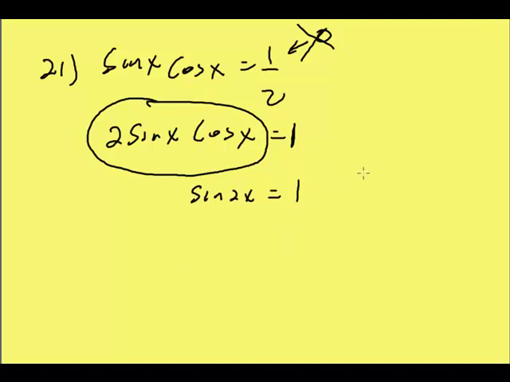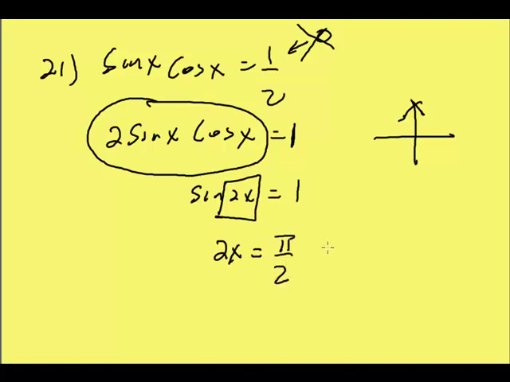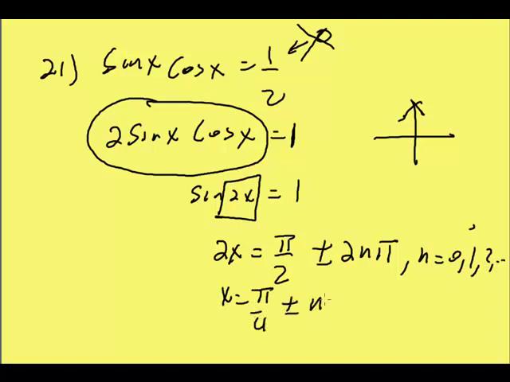Alright, where is sine 2x on the unit circle equal to 1? There's only one place, which is there. So that means I get 2x has to equal pi over 2. Now, you have to go plus or minus 2 n pi because there's a 2 in front of that x. We're going to have to crank that out. Okay, my n is equal to 0, 1, 2, blah, blah, blah. So my x is equal to pi over 4 plus or minus n pi.